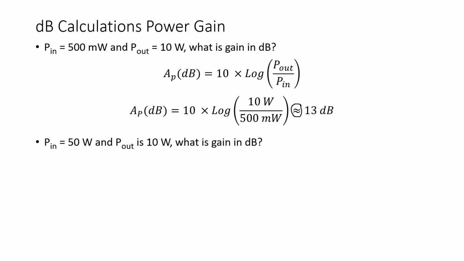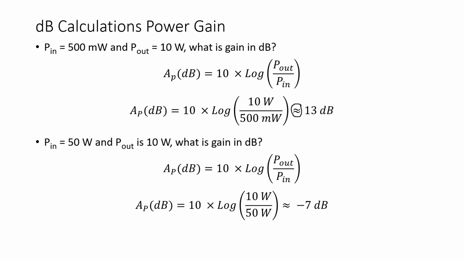Now let's look at another example. We're given that the input power is 50 watts and the output power is 10 watts. What is the gain in decibels? Again, we start with equation 1. The power gain in decibels is 10 times the log of P out over P in. We substitute in our known values. The output power is 10 watts and the input power is 50 watts, and we end up with approximately equal to negative 7 dB.